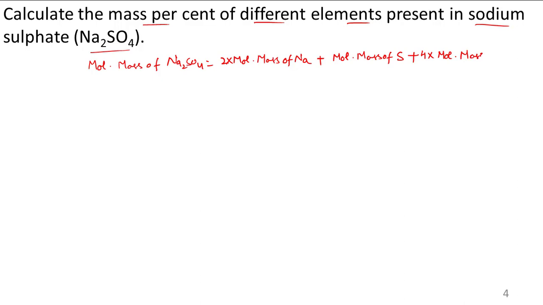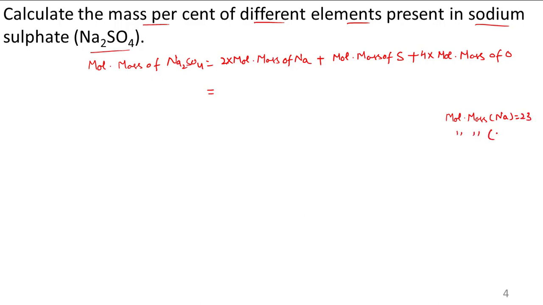this we already explained in our previous lecture, how to calculate molecular mass from atomic masses. So you can check that lecture. 4 into molar mass of oxygen. Now molar mass of sodium is 23. I can write here molar mass of sodium is 23.